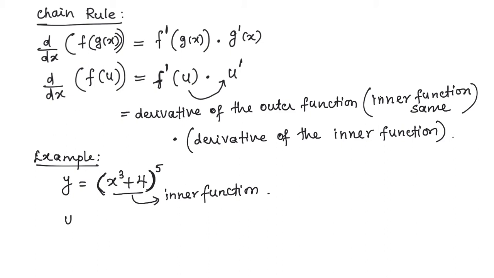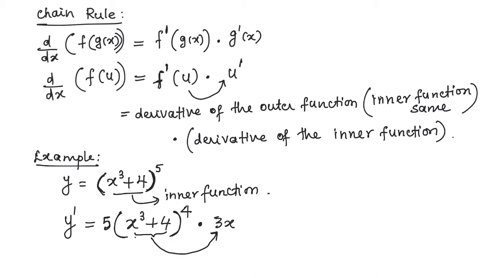So when we take the derivative, we apply the power rule first. Bring the exponent in front and subtract 1 from the power, right? So it will be 5 and the inner function stays the same. Then multiply by the derivative of this inner function. The derivative of x cubed is 3x squared, the derivative of 4 is 0. We can write our final answer nicely: 5 times 3, 15x squared, times (x cubed plus 4) to the power 4. That is the final answer.